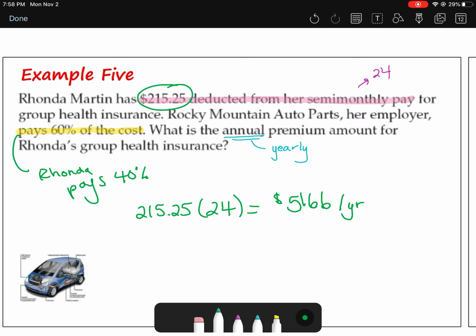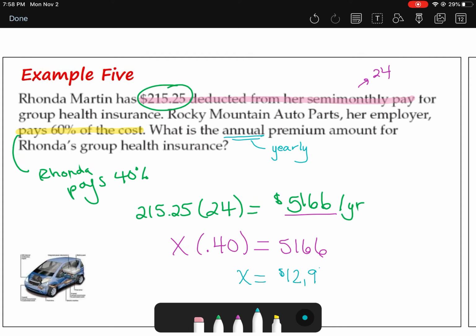Now I need to figure out what is her premium. So she pays 40%, so we'll set that up. I don't know what the premium is, so that will be X times 40%, which is 0.40, equals $5,166. Dividing by 0.4, I get X is equal to $12,915. So Rhonda just has a lot more expensive medical plan.